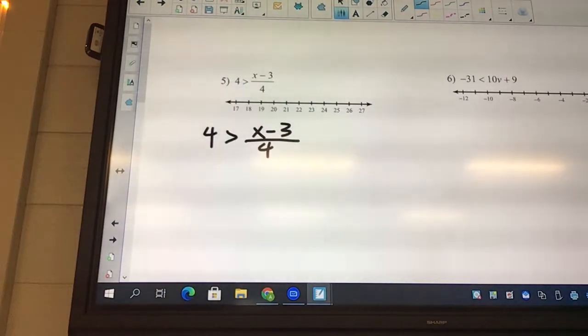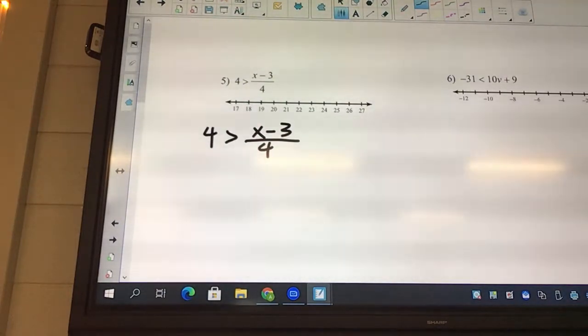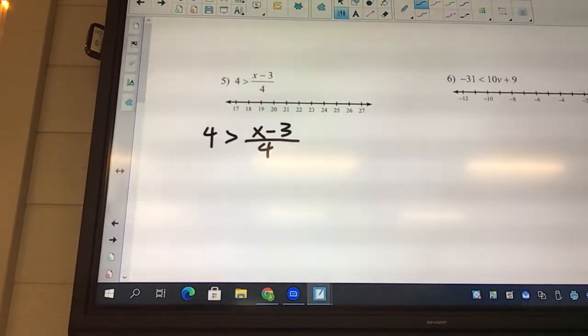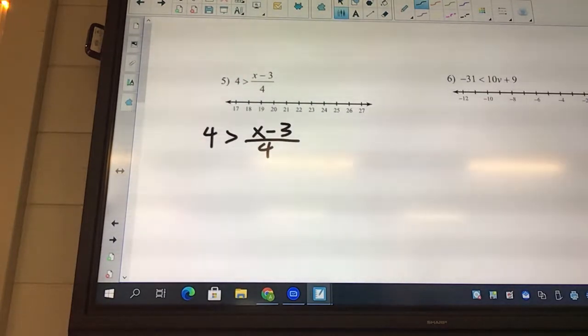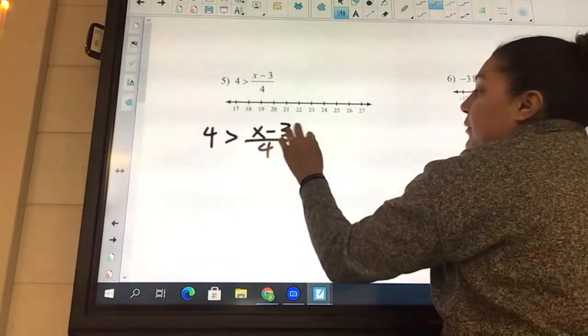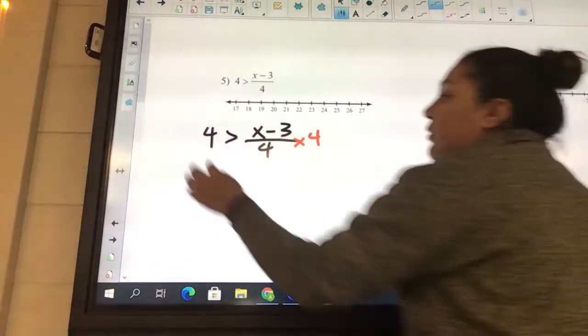Okay, if we look at number 5, what needs moved first? The 4 needs moved first. Why the 4 first? Yeah, so the 4 is the piece that's left alone, so that part needs moved first. How do I get rid of that 4? Times 4. If I do it to one side, I have to do it to the other side.